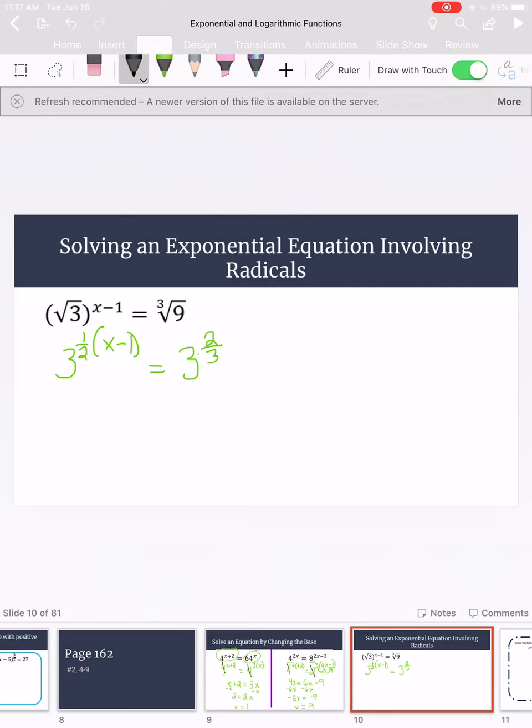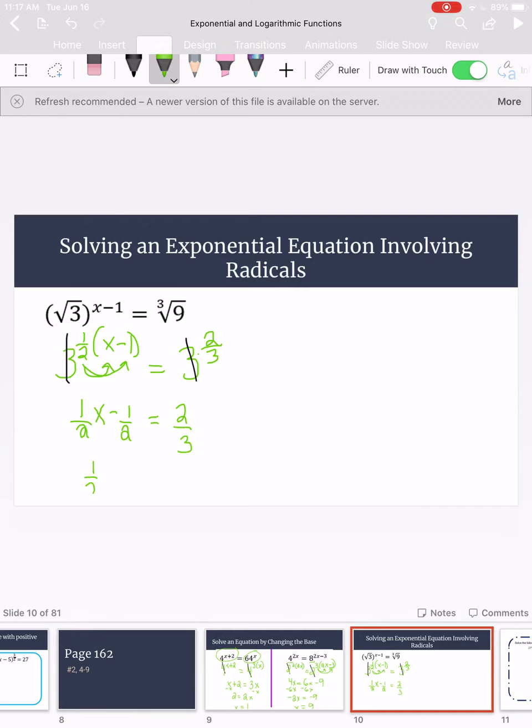So now the left side and the right side look the same, so I can cancel out those bases and then just solve for the exponents. 1/2 times x is 1/2 x. 1/2 times negative 1 is negative 1/2, and it equals 2 over 3.